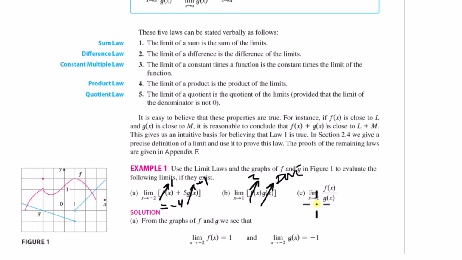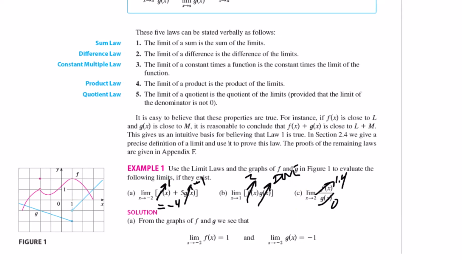The limit as x approaches 2 of f of x is about 1.4, and g of x is 0. So we could do 1.4 over 0, but you can't divide by 0. So this limit doesn't exist.